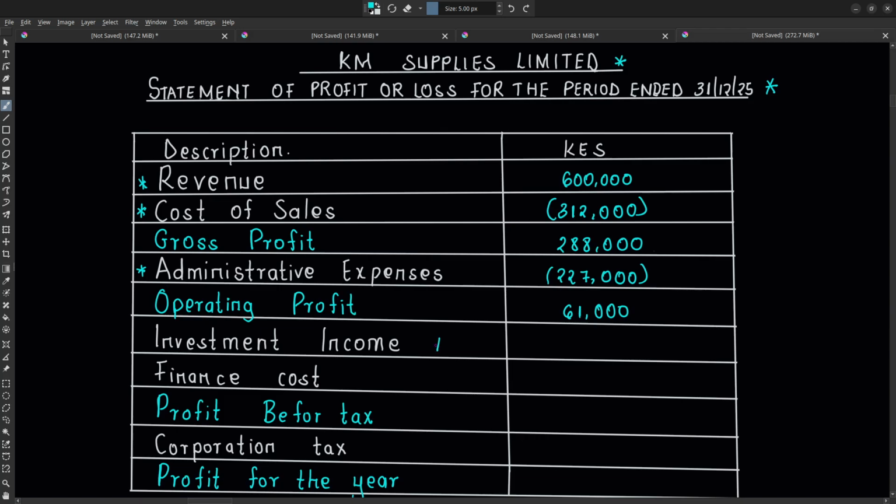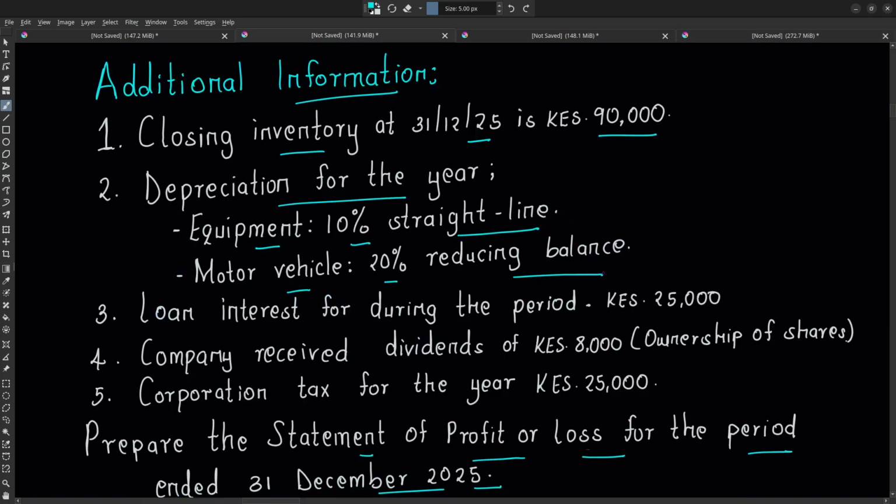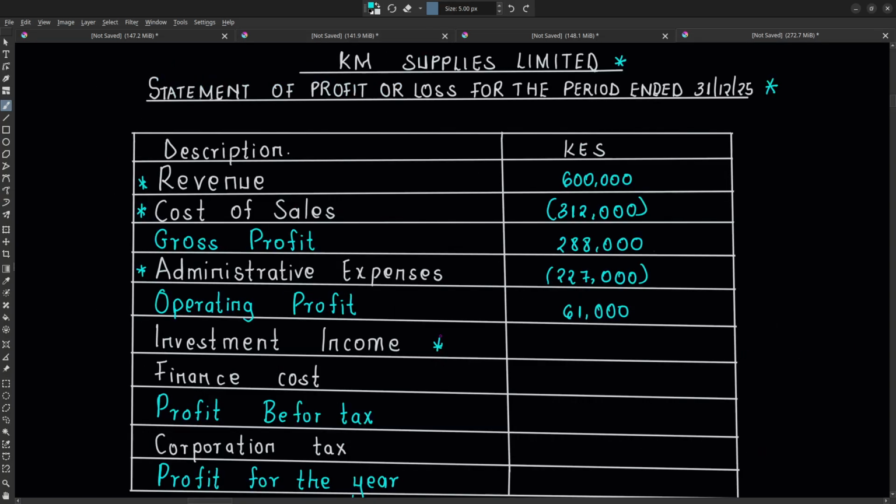Okay, now let us move on to the next, investment income. In part of our additional information, we have been told the company received dividends of Kenyan shillings 8,000. That is from ownership of shares. So the company has some shares in another company, and this is the dividends they have earned during the period ending 31st December 2025. So we need to include that. We are going to look at how this affects the balance sheet as well in the next video. So here we have 8,000 as our investment income. Remember, this is income, so it is a positive value.